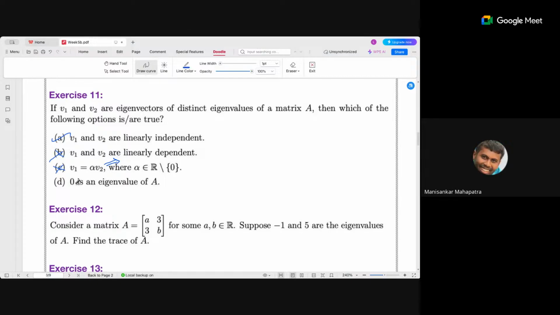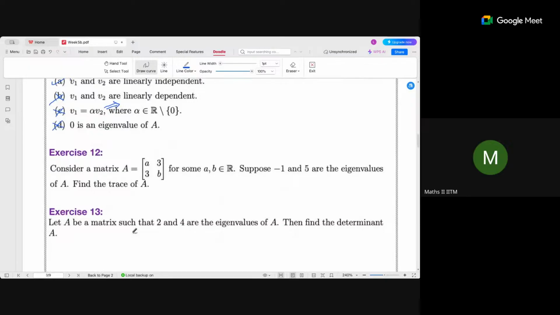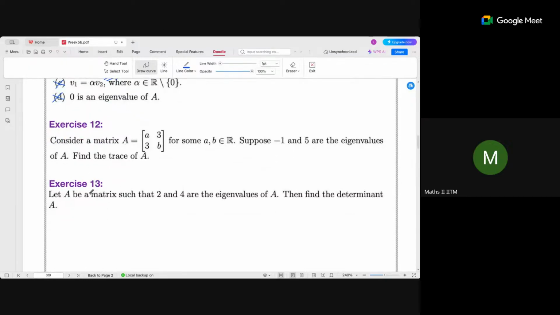This may be correct. See, no. We also have seen it is possible, right? The eigenvalues are 1 and 2. It need not always be 0. So if they are saying 0 may be an eigenvalue, then it is fine. But they are saying 0 should be an eigenvalue. Then that is not correct, right? Okay. So based on the properties which we have seen earlier, try to answer this question.